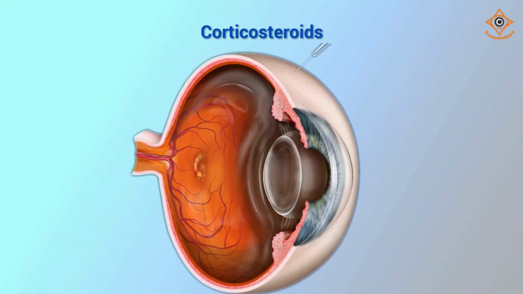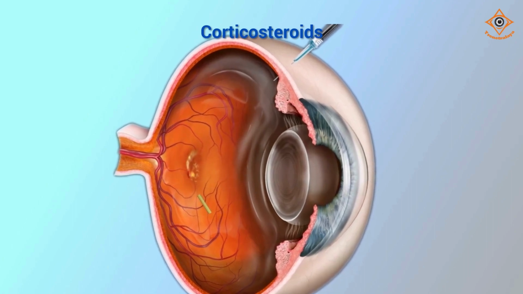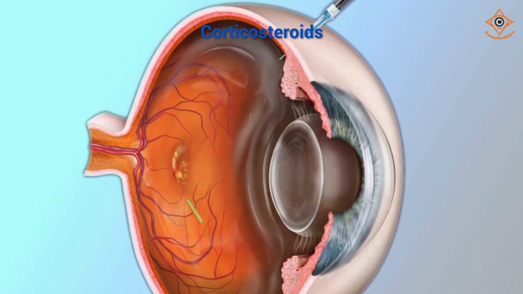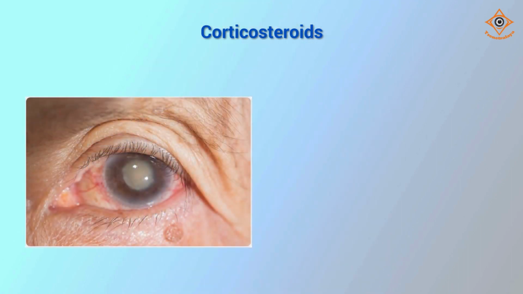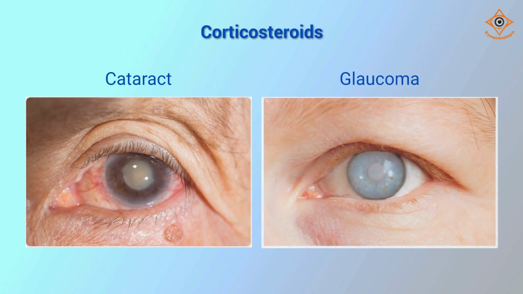Corticosteroids, which are received through intravitreal injection or by sustained release implants, can improve vision by interfering with the mechanisms that cause inflammation and damage to blood vessels. However, their benefits may be short-lived and come with the risk of other eye complications such as cataracts or elevated intraocular pressure, which is a major risk factor for glaucoma.